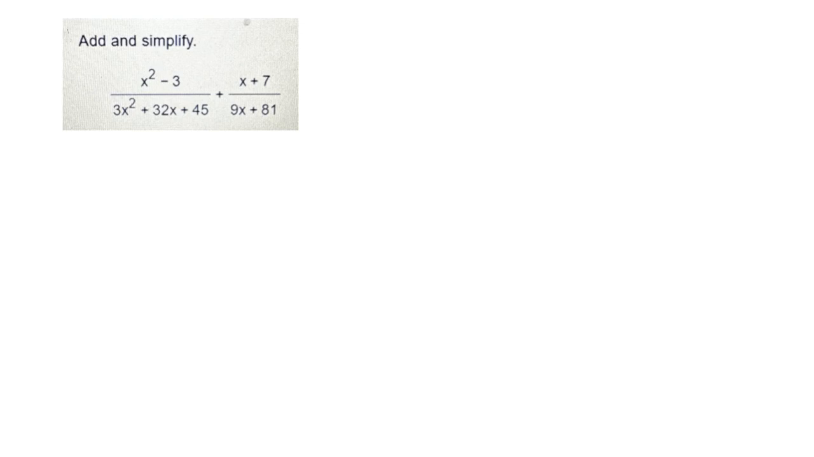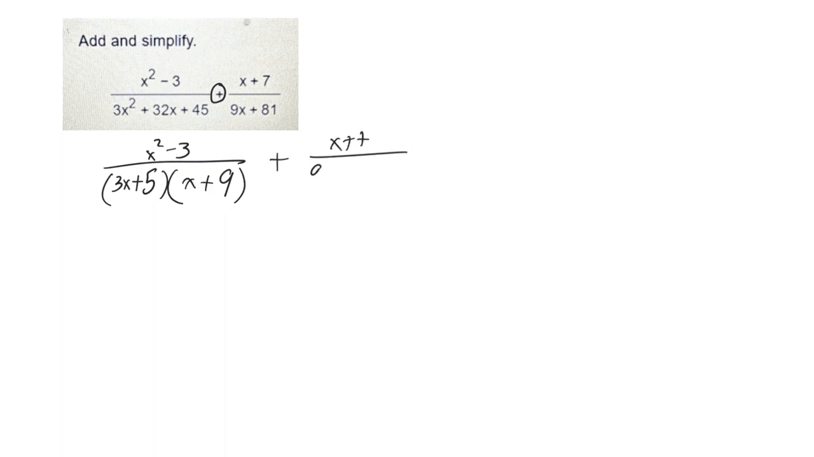Now here's a question where you're asked to add. When you're adding, you need to get a lowest common denominator. So first thing I'll do is factor each of the denominators. I think I can pull a 3x and an x out to get 27x, 9 and 5. Yeah, 9 and 5. So 3x plus 5, x plus 9, plus x plus 7 over factoring a 9 out.